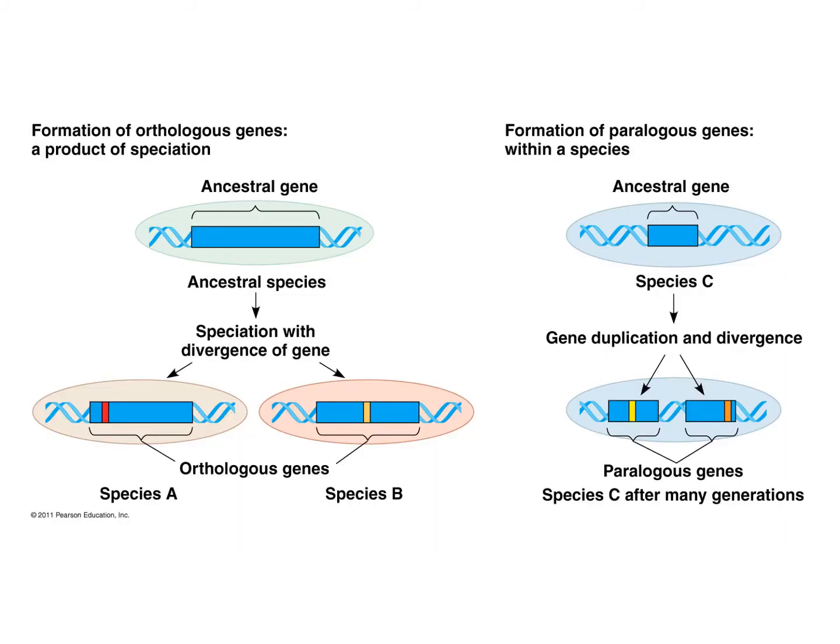Homology also exists at the gene level. If you have the same gene in an ancestral species and that species diverges into two different species A and B, those genes are homologous. We would call them orthologous genes. Within a species, a gene duplication event can create a second copy of a gene that diverges. Within a species, homologous genes are called paralogous genes.